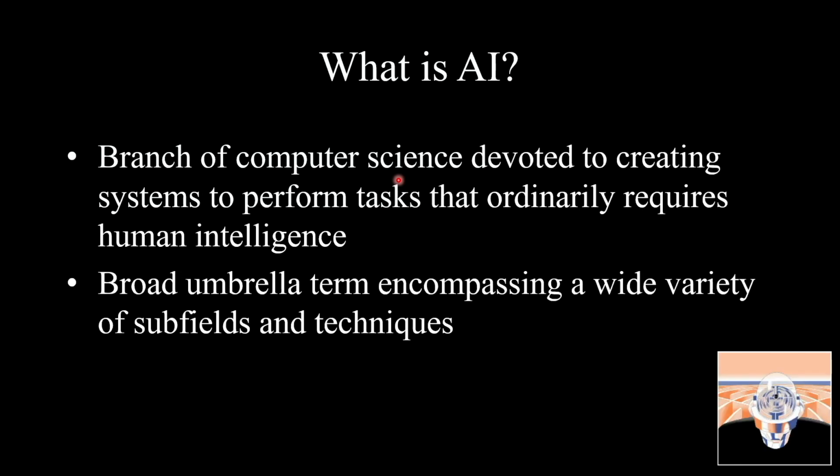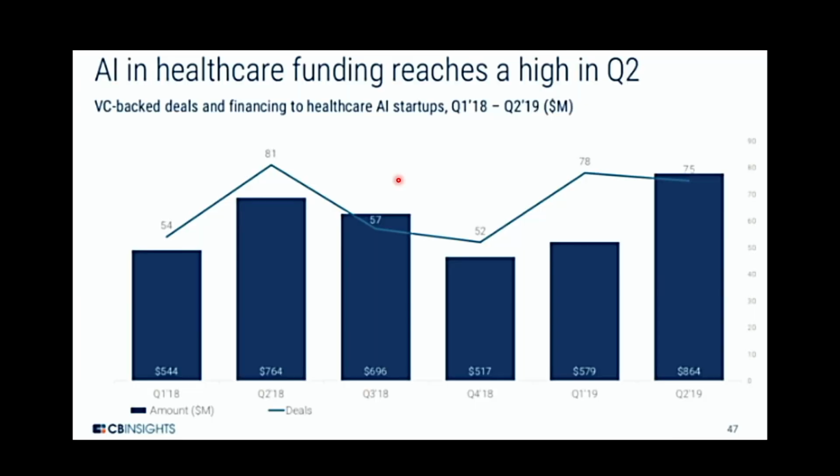All right, so we know what AI is. It's a tool that essentially lets computers do tasks that are typically associated with human intelligence. You can see what's going on in the healthcare industry more and more every year. This chart only goes to 2019. I think you know where it's been going since then.